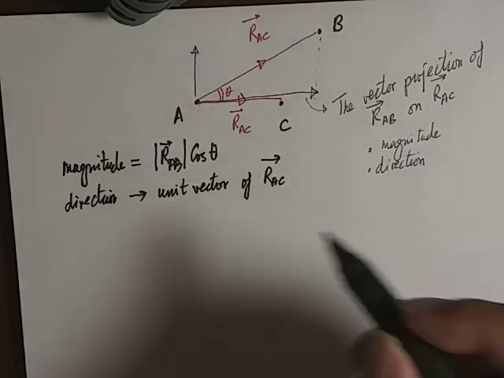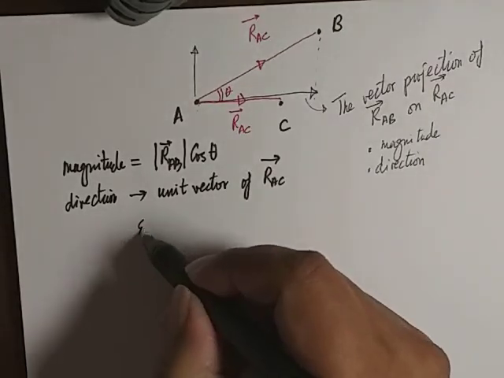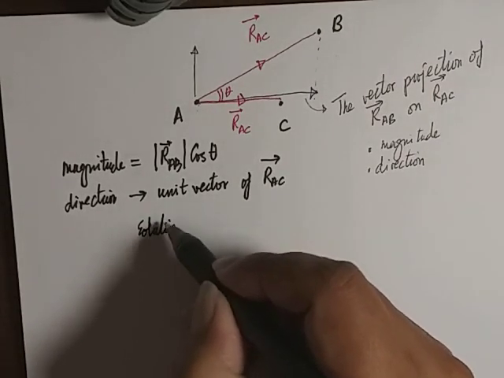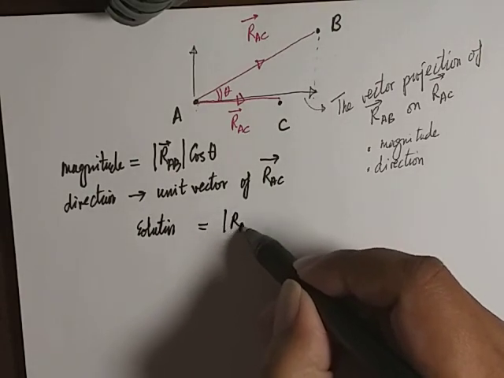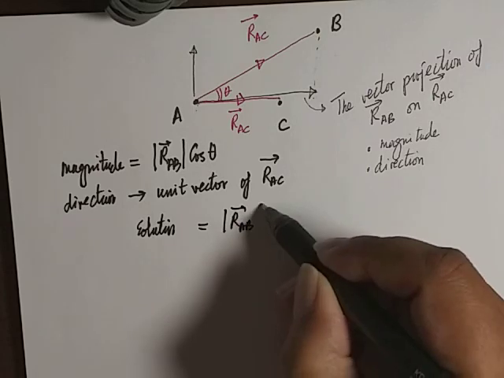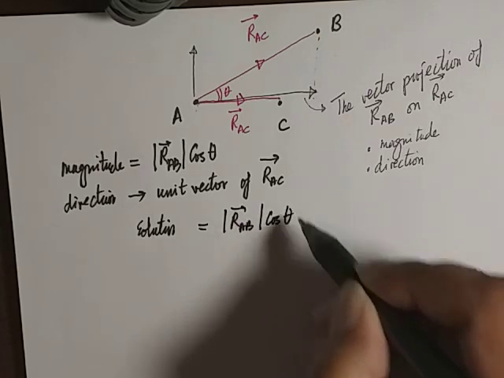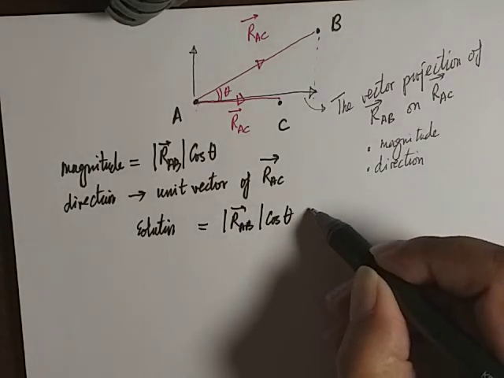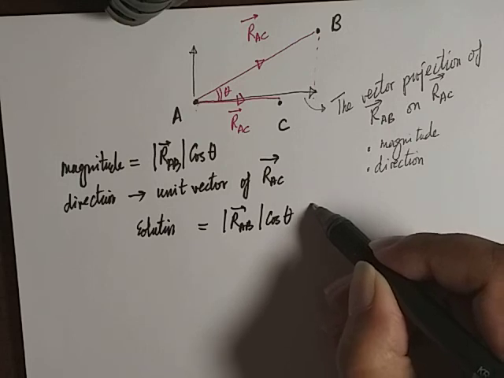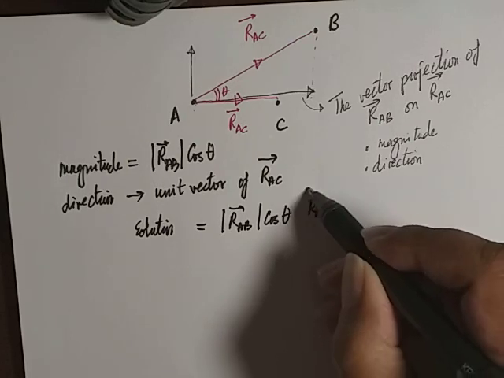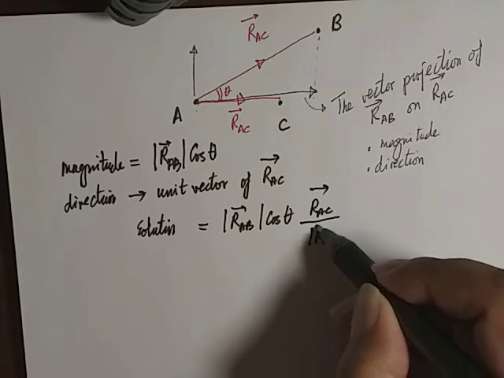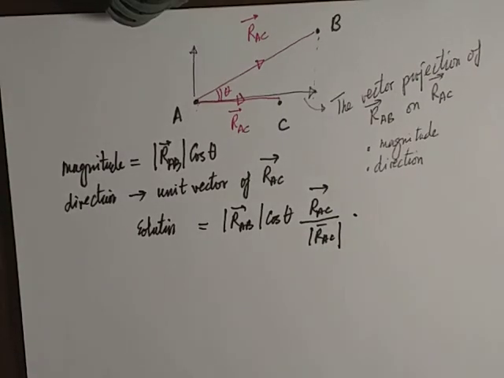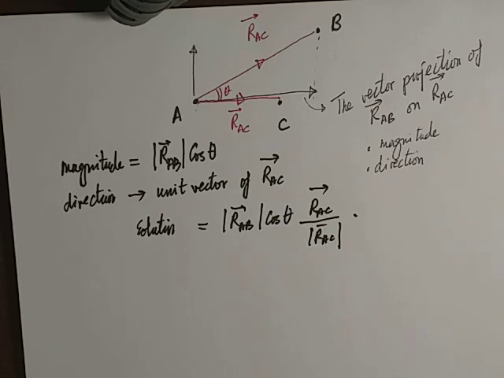So the final solution here is what we're going to have: the magnitude of vector RAB times cos of the angle theta, and then we multiply by the unit vector RAC, which is the vector RAC divided by the magnitude of RAC. So that's how we determine the projection vector of RAB on RAC.